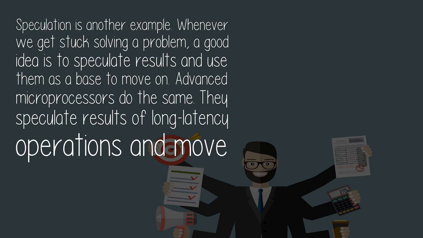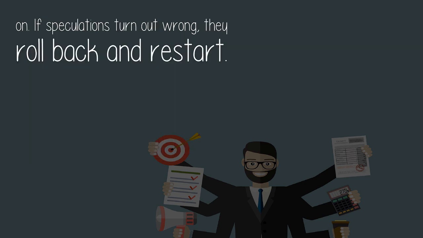Speculation is another example. Whenever we get stuck solving a problem, a good idea is to speculate results and use them as a base to move on. Advanced microprocessors do the same. They speculate results of long latency operations and move on. If speculations turn out wrong, they roll back and restart.